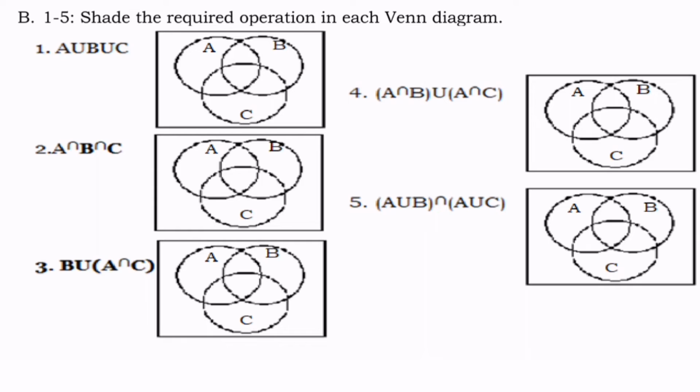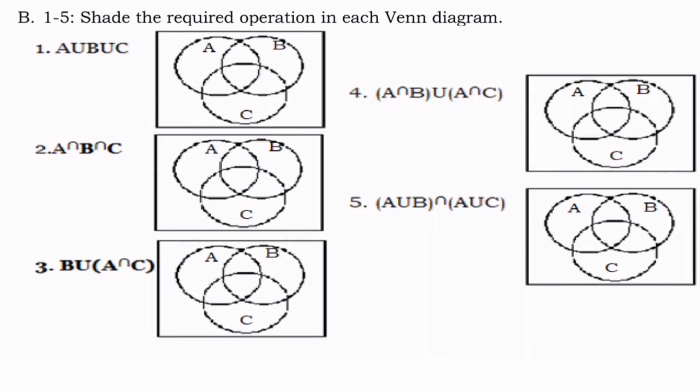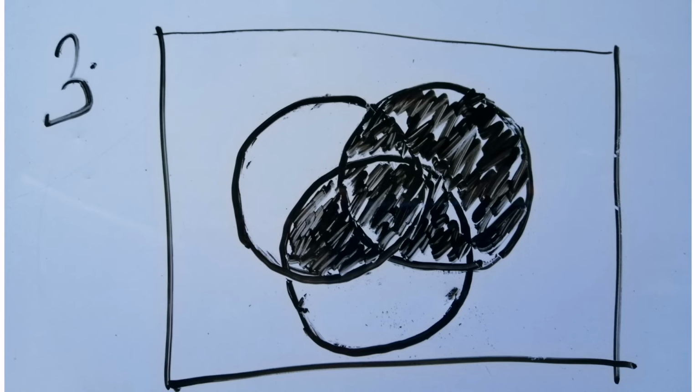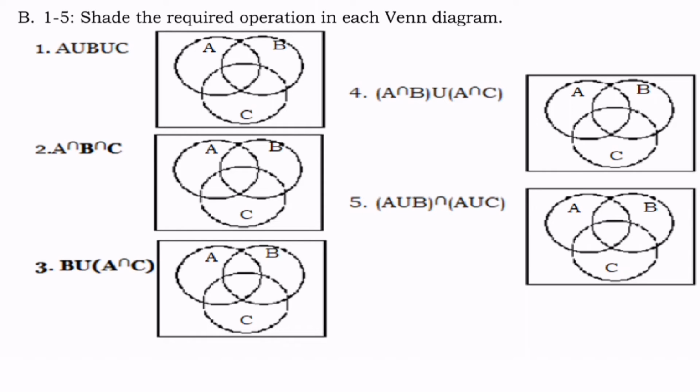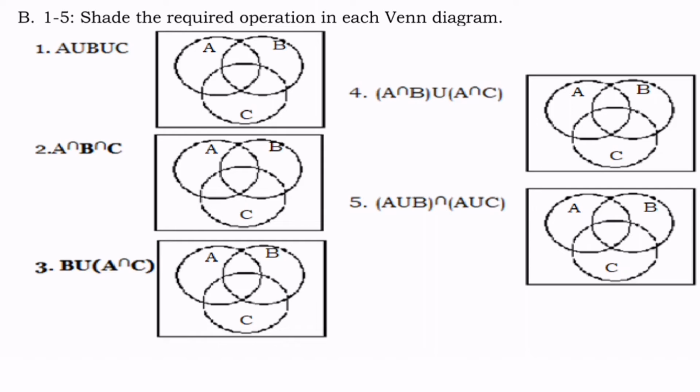For number 2, A intersection B intersection C. For number 3, that is the union of B and intersection of A and C. Number 4, that is the union of the intersection of A and B and intersection of A and C. Number 5, that is the intersection of the union of A and B and union of A and C.